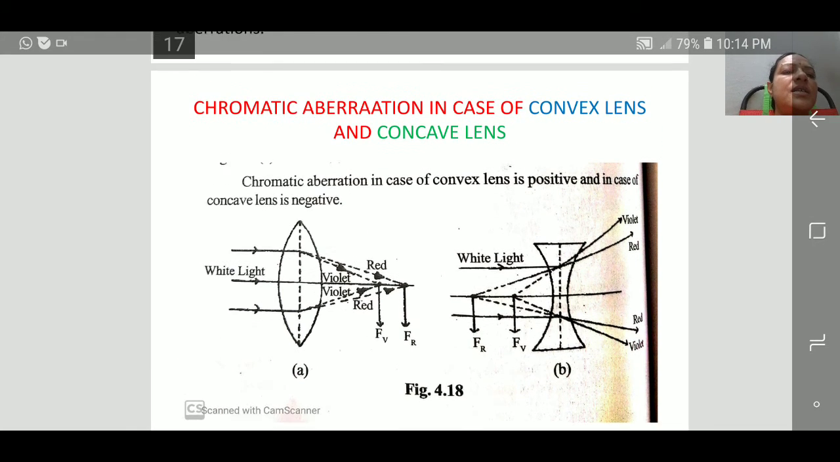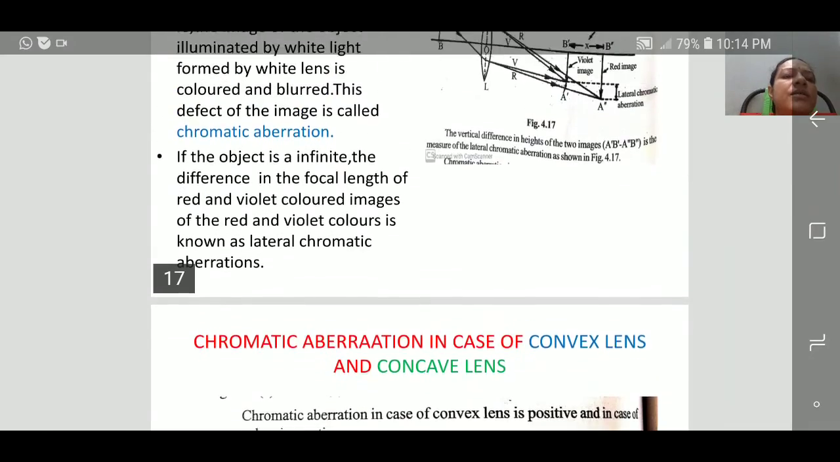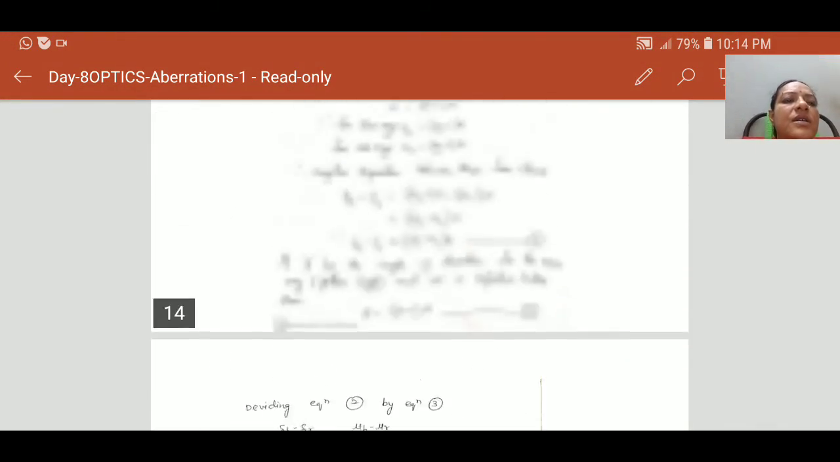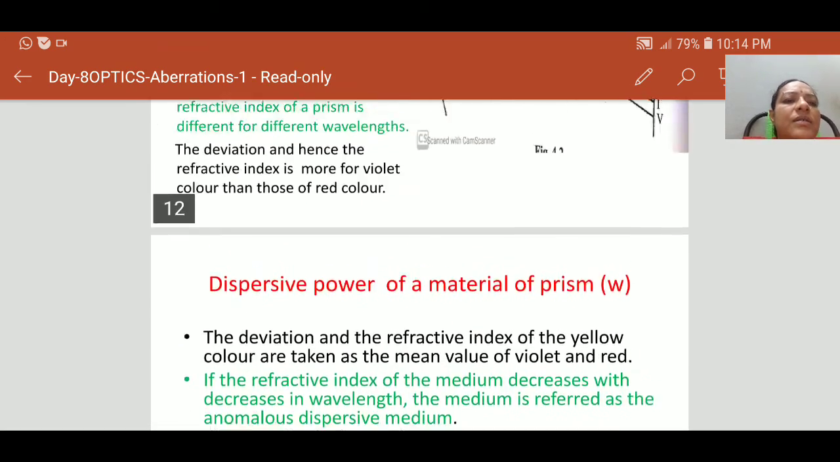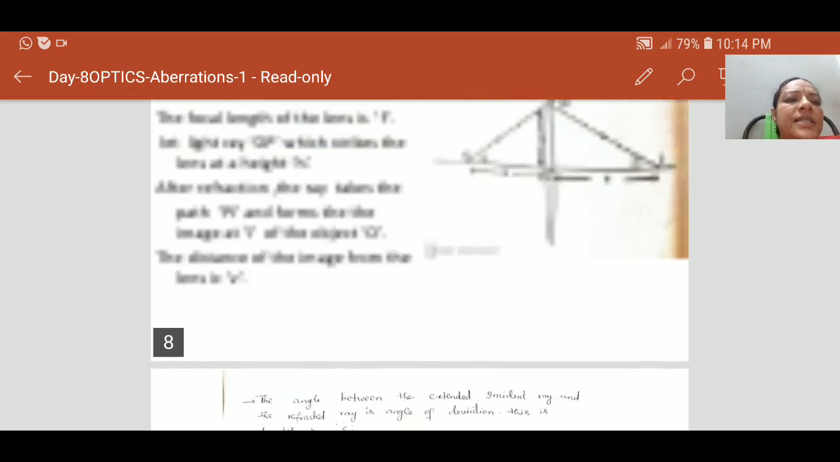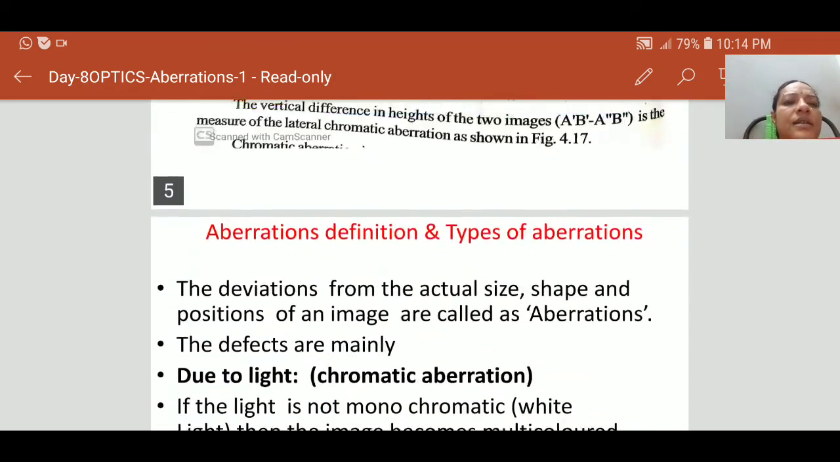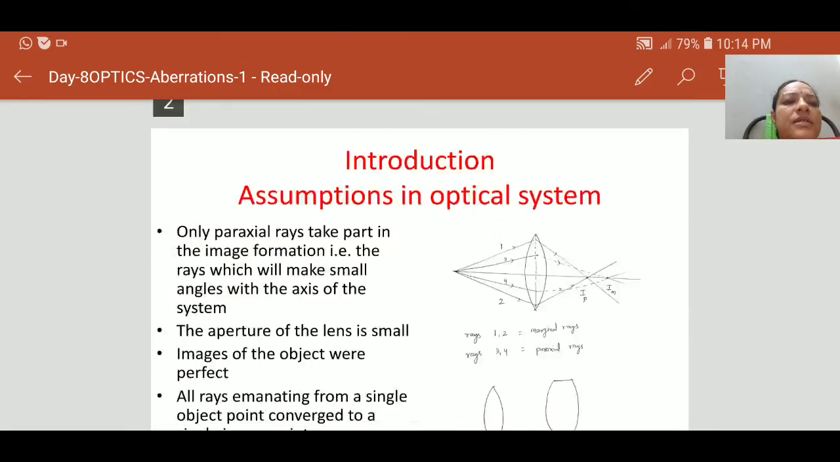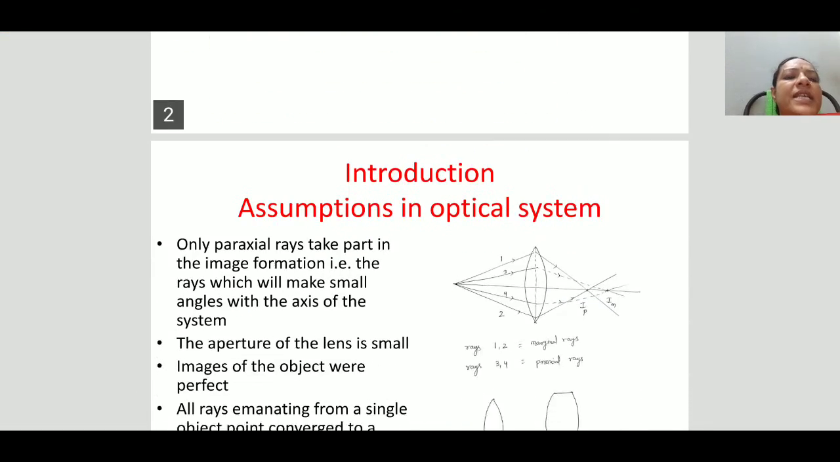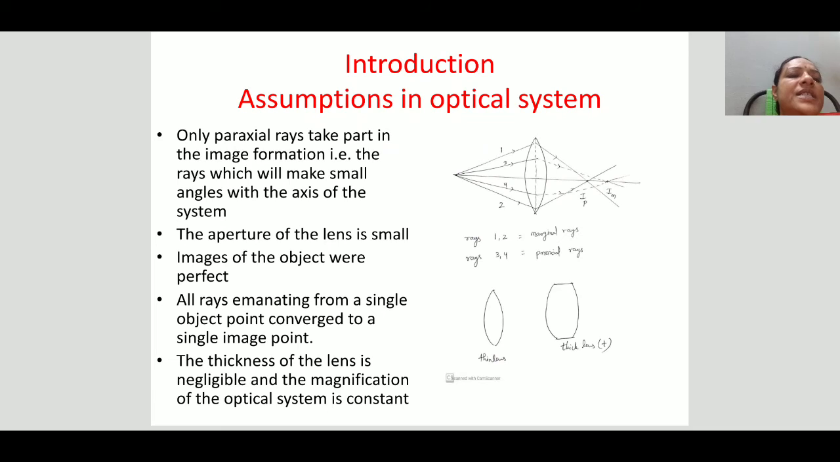In this class we have discussed, just to recall the contents of what we have learned, the reason for the arising of aberrations. Aberrations are nothing but the defects in the images.